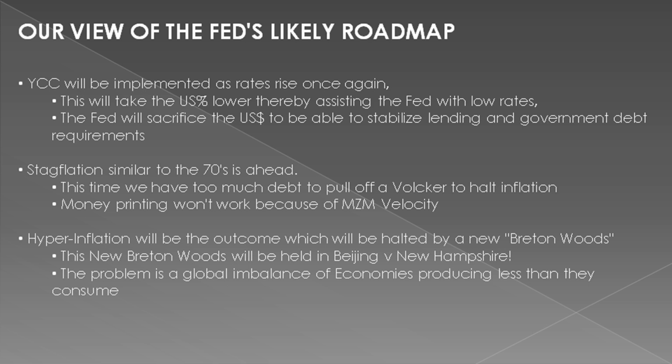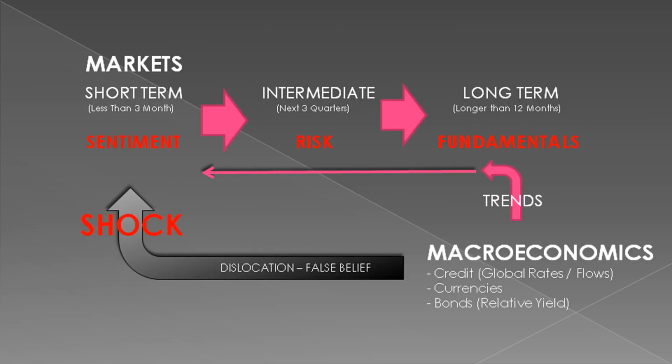Money printing won't work because of MCM velocity, which will continue to fall. Hyperinflation will be the outcome, which will be halted by a new Bretton Woods. This new Bretton Woods will be held in Beijing versus New Hampshire. The problem is a global imbalance of economies, as I said, producing less than they consume. As smooth as the roadmap might appear, it will be anything but. Shocks can be expected. Be prepared and hedged at all times.